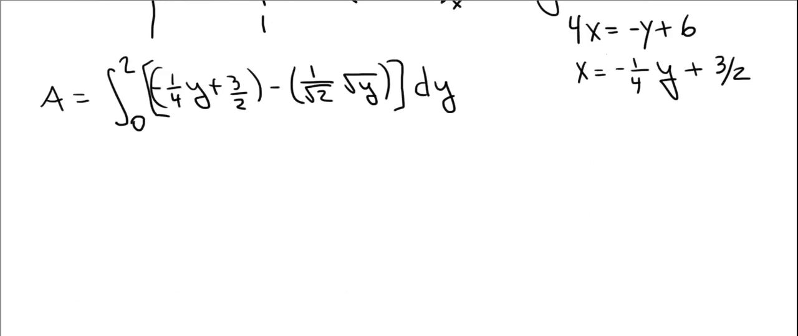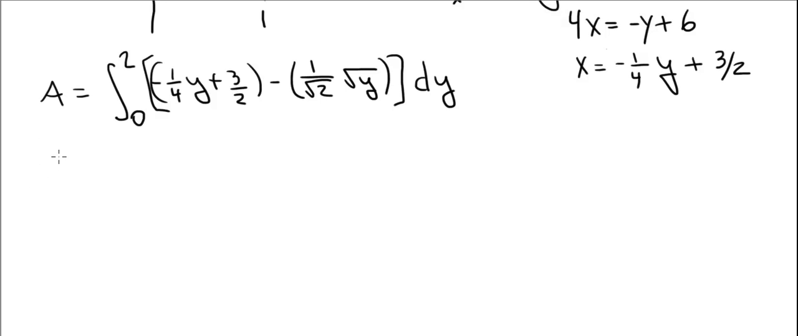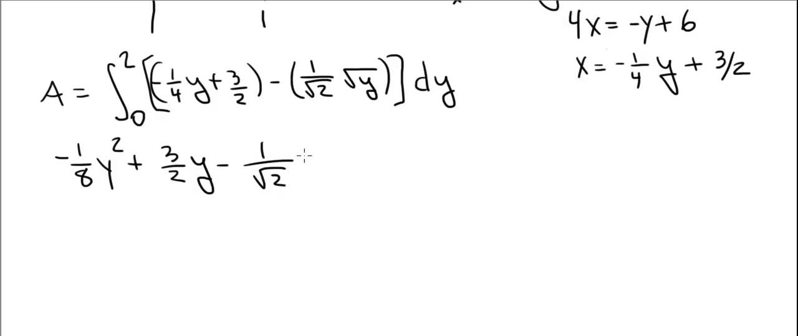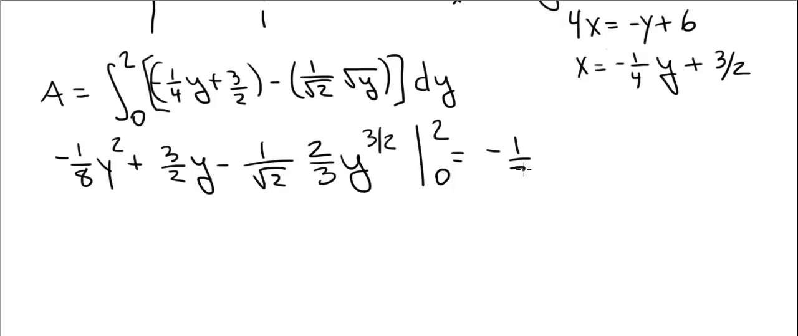Okay, let's integrate this and finish the problem. See that we get 7/6 that we got in the earlier part. The integral of minus 1/4 y is minus 1/8 y squared, plus 3/2 y, minus 1 over square root of 2, and the integral of square root of y is 2/3 y to the 3/2, evaluated at 0 and 2. So let's plug 2 in. We get 4/8 with a minus in front, that's minus 1/2, plus 3, and then plugging in 2 into y to the 3/2, we get minus 1 over square root of 2 times 2/3 times 2 to the 3/2.